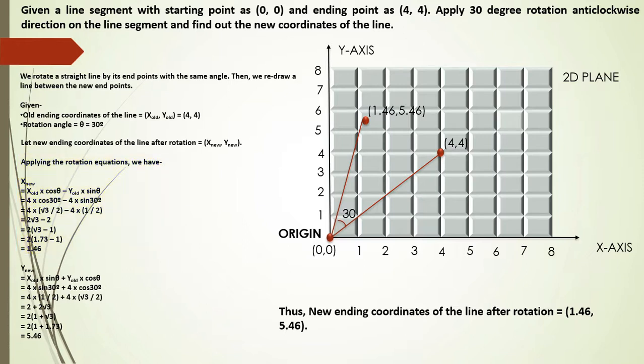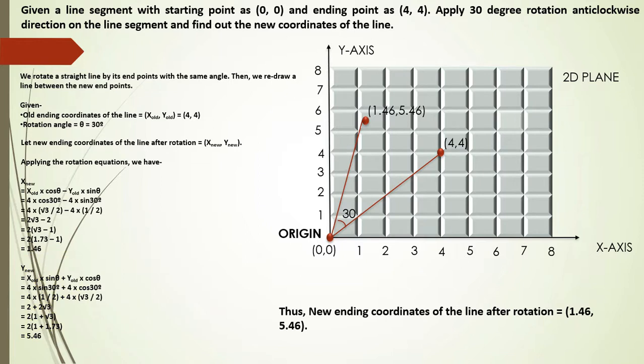In the same way, we will calculate the y new value, which has the equation x old sin theta plus y old cos theta. Now we have x old 4, so sin 30 plus 4 into cos 30. By using the same trigonometric table, we have the values of sin 30 as 1 by 2 and cos 30 as root 3 by 2. By placing all the values in the equation and solving, we will have y new equal to 5.46.